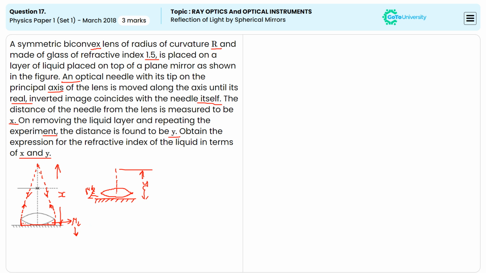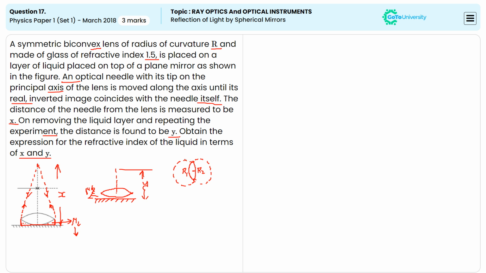Now, when the convex lens is there, we have two different radii. Assume this is a convex lens. We have two different radii. One radius is like this, we call this R1, it is positive. And this radius is R2, and it is a negative radius, moving in the clockwise direction as well as in the anti-clockwise direction.